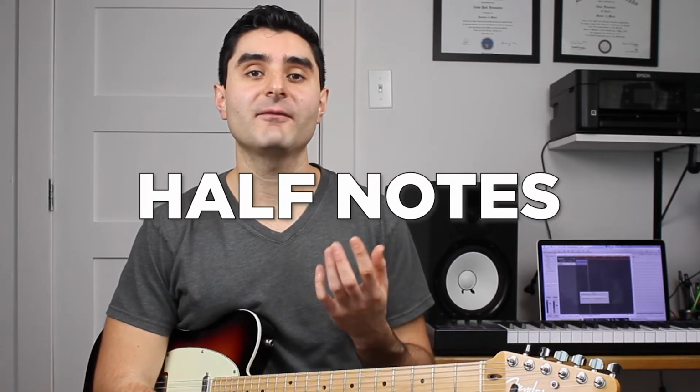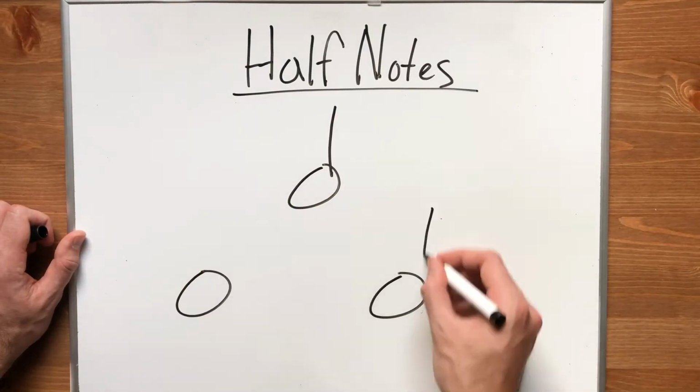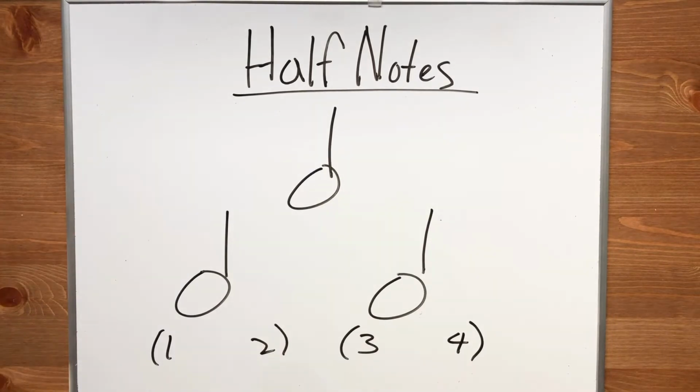Next is the half note. The half note is a longer note, and the half note lasts for 2 beats. So it's the same length as 2 quarter notes, but we hold out the note for that entire time. So if I clapped half notes, it would sound like this. 1, 2, 3, 4. 1, 2, 3, 4.